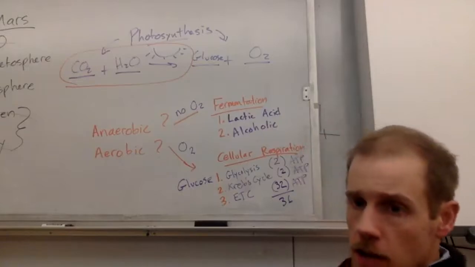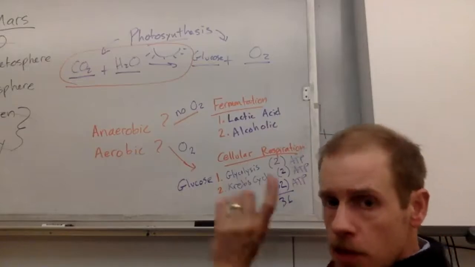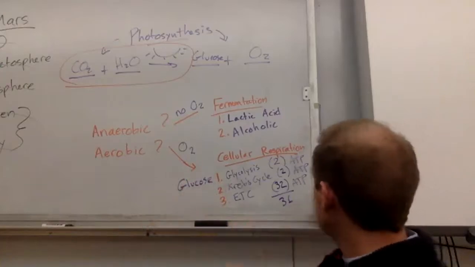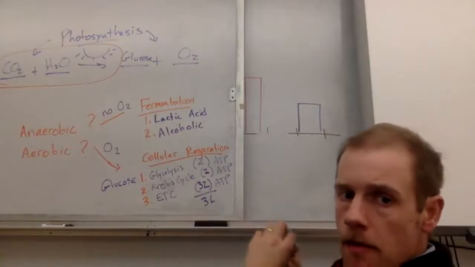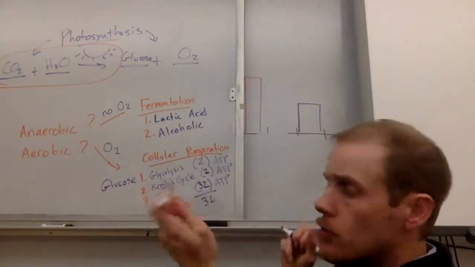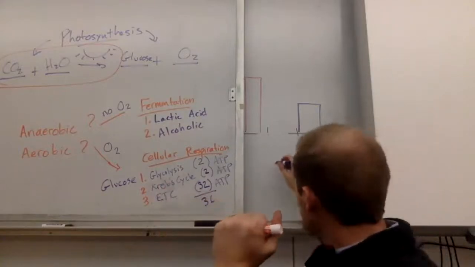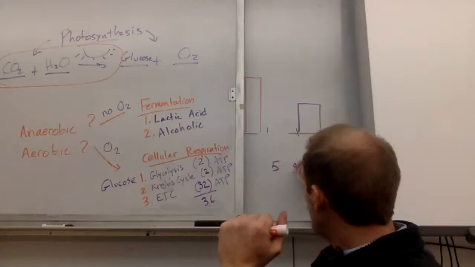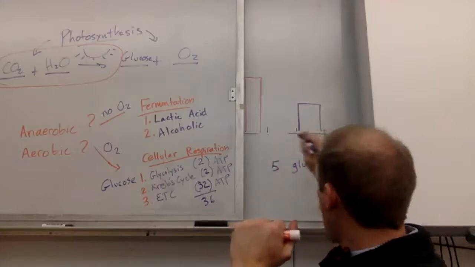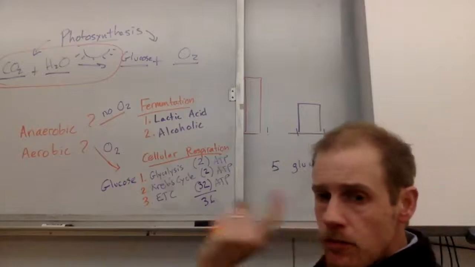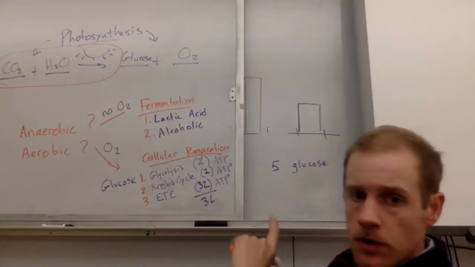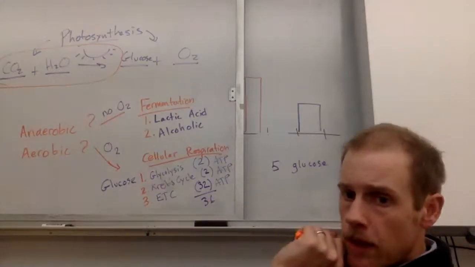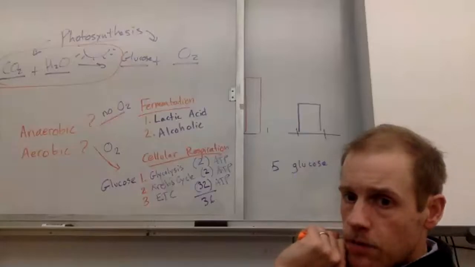So let me ask you guys a challenge question. Here we go. You ready? Let's say I give a cell 5 molecules of glucose. And let's say there's no oxygen present. So I have a cell, I'm giving it 5 glucose molecules, and it doesn't have any oxygen. How much ATP is it going to make from those 5 glucose molecules?